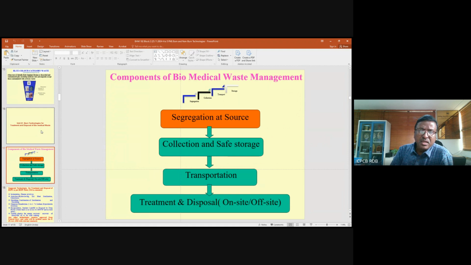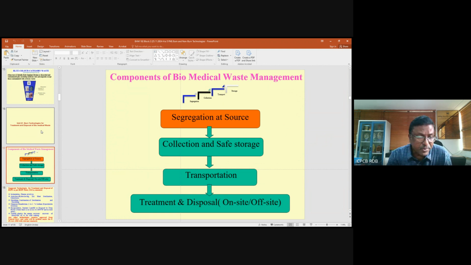You all know that components of biomedical waste management include segregation at source, safe collection and safe storage, safe transportation, safe treatment and disposal. Treatment may be on-site or off-site. On-site means treatment of waste within the hospital, and off-site means treatment and disposal happen outside the hospital, through common biomedical waste treatment facility operators. That is called off-site. Off-site treatment and disposal means the waste may be treated and disposed of through a third person or service provider.